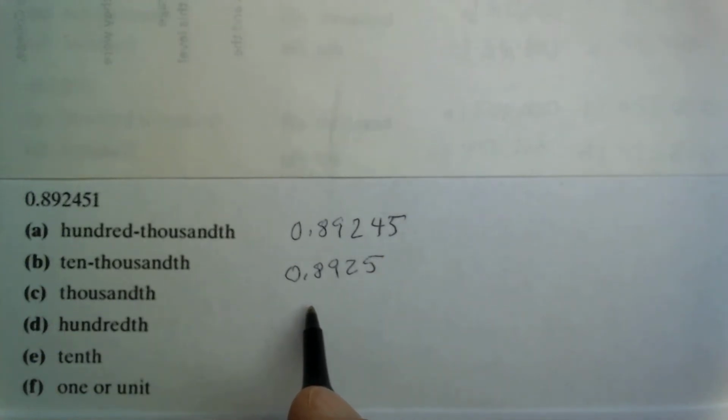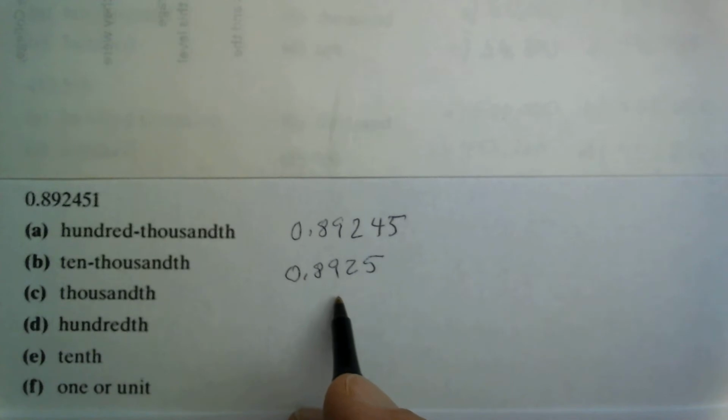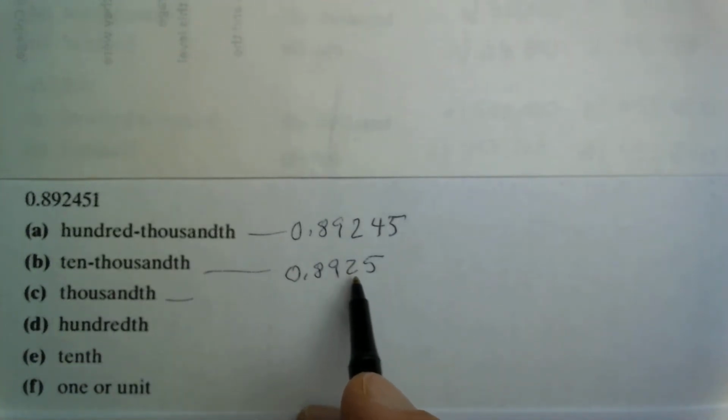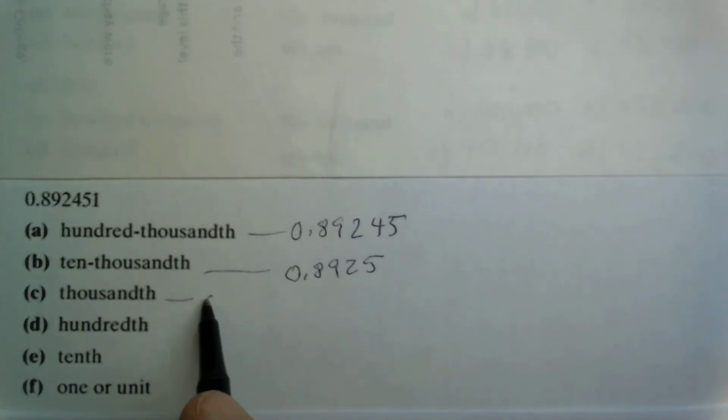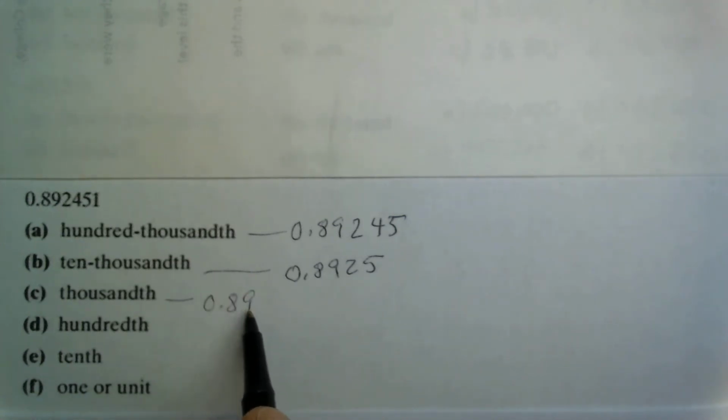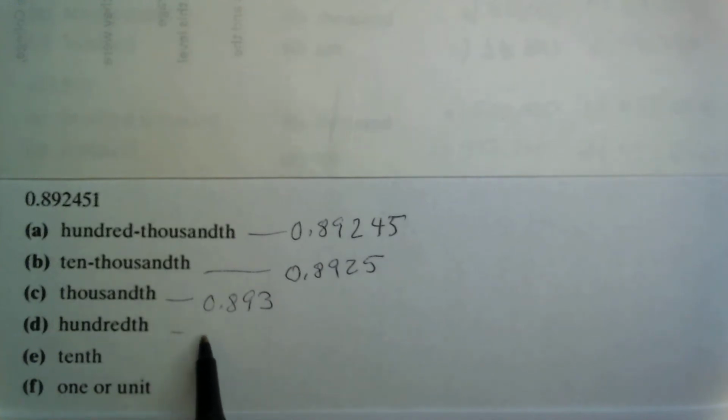And when we talk about nearest thousands, so near 1,000 would be this digit here, and since it's followed by 5, it's increased by 1 to 0.893. And to nearest hundreds, since the 9 is followed by 3, we just leave it, make it 0.89.